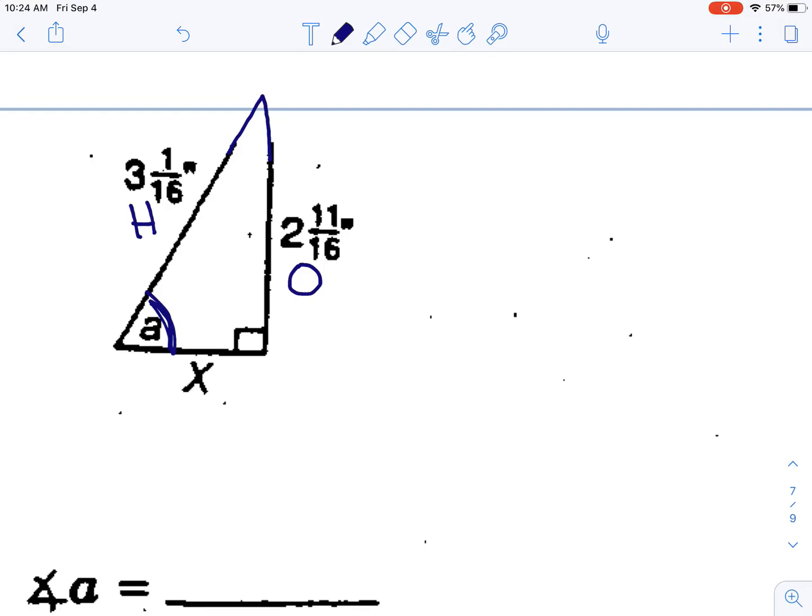Again, fractions, I hate them because not everybody knows how to put a fraction in a calculator correctly. So I advise everybody to change them into decimals. How you do that, you just do 11 divided by 16, and it'll give you the decimal part. Do the same thing with the 1/16.